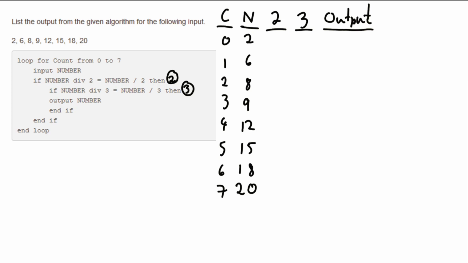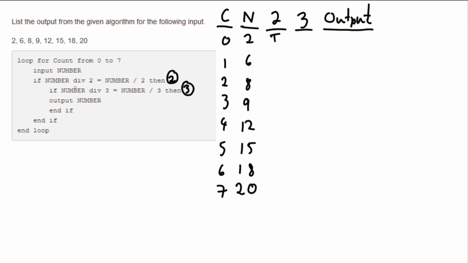So now that we have that done, we can then move on to working out what our output will be. So our count is 0 and our number is 2. 2 div 2, that's going to be 1. 2 divided by 2, that's also going to be 1. So that will be true.